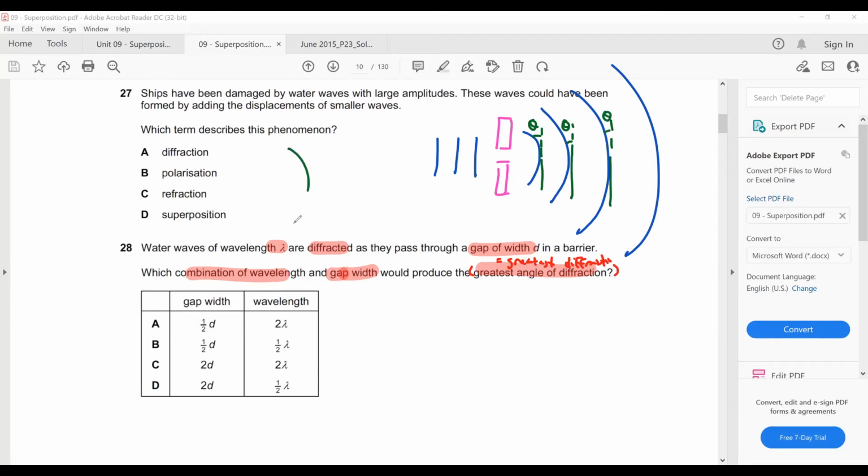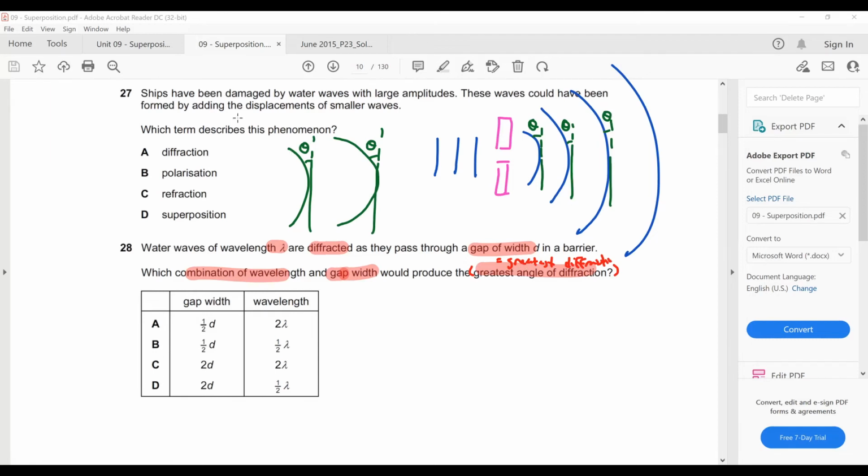Obviously, if you have something like this, this is one set of angle, but let's just say the wave bends even more, like this. You notice that your angle is actually larger. So it's referring to how much your wave actually bends.